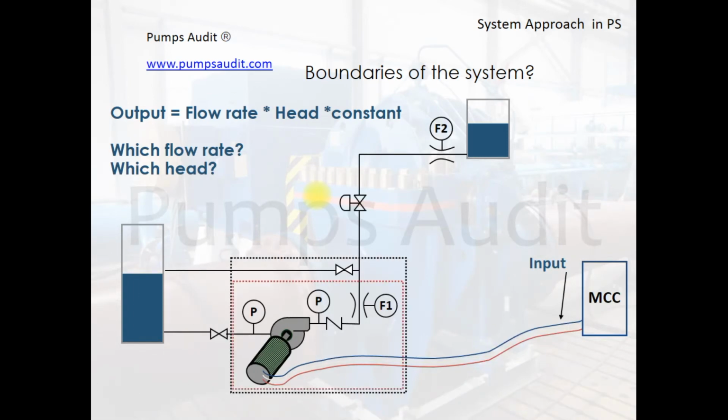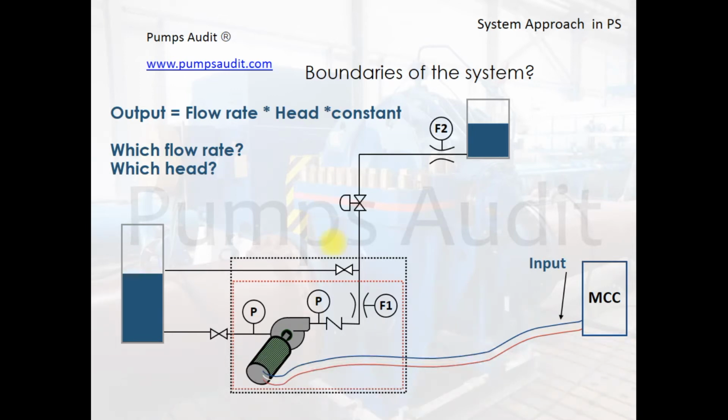If the middle box is chosen, the picture probably gets worse. We now see that part of the flow is returned to the first tank through a bypass line. All the flow measured by the flow meter F1 is therefore not being used, and the energy used for pumping liquid back to the tank is wasted.